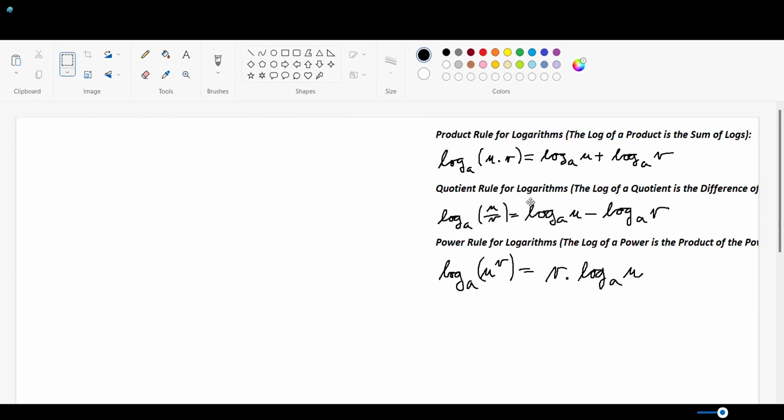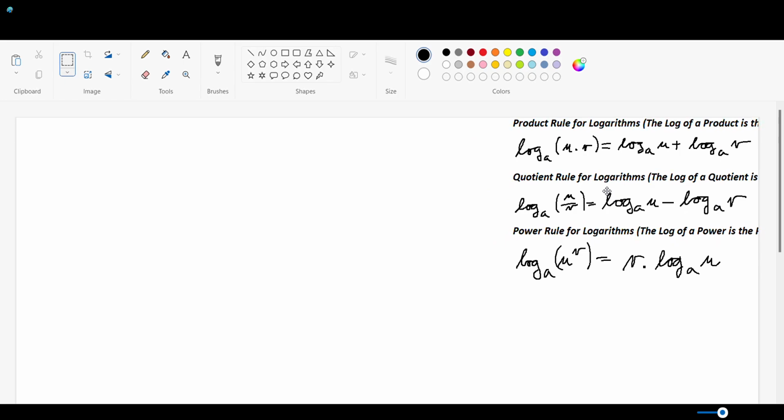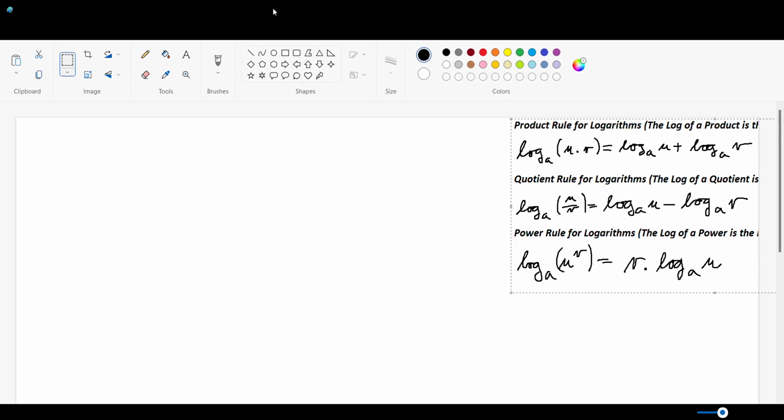Let me put these rules on the right side of the screen so that we have them in point of view. We can still see them and work with them. In the next couple of minutes, I want to explain and solve a couple of exercises where we will apply these rules for logarithms to solve, let's say, tricky logarithms.